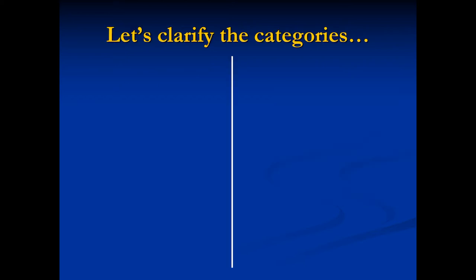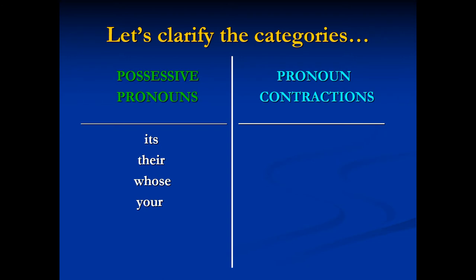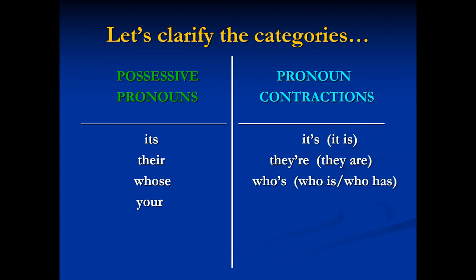So let's clarify the categories. We have possessive pronouns: its, their, whose, your, according to our categories that we've been practicing. And there's pronoun contractions: it's, they're, who's, you're. So it apostrophe s is it is, they are, who is or who has, and you are. So we got to know these things. We got to keep track of them because you are in high school now and you want your writing to be academically sound.